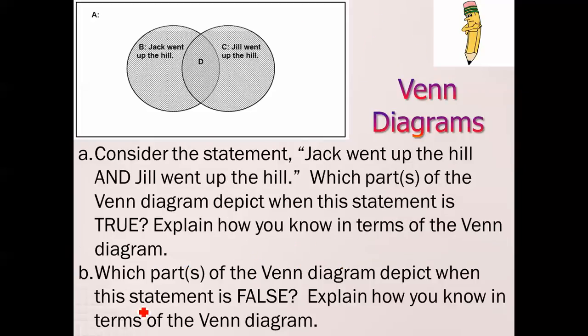Alright, now let's go back to Jack and Jill going up the hill. It says, which parts of the Venn diagram depict when this statement is true? When the and statement is true is just when both parts are true. So how we know in terms of the Venn diagram is it's the part that overlaps in our two Venn diagram circles. That's our and part. The part that says when the statement is false is when just Jack goes up the hill or just when Jill goes up the hill.